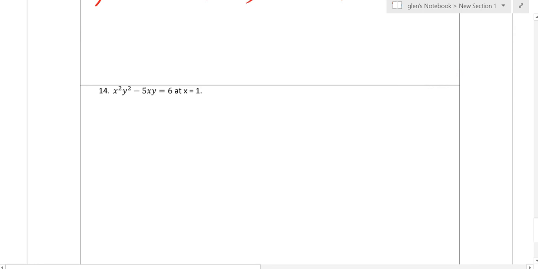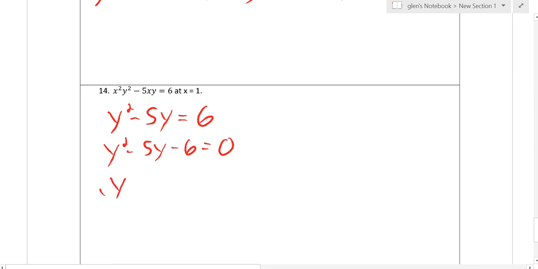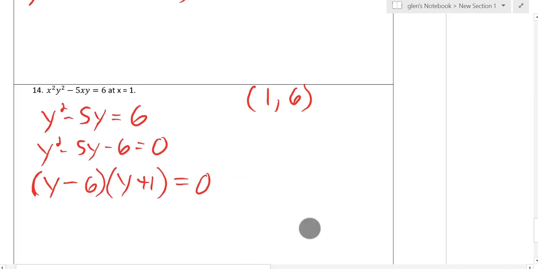So here, we want the tangent line when x is 1, but I don't know what y is, so I'm going to plug x in first to find y. When you plug in 1 for x, you get y squared minus 5y equals 6. We have to solve this for y. That factors into y minus 6, y plus 1, right? Well, that means there are two y values when x is 1. We have the points 1 comma 6 and 1 comma negative 1.